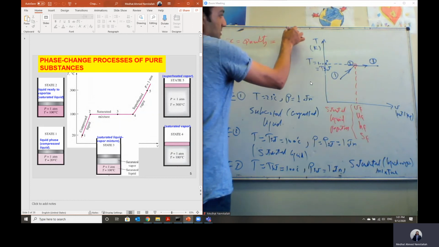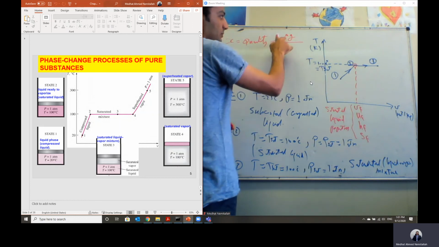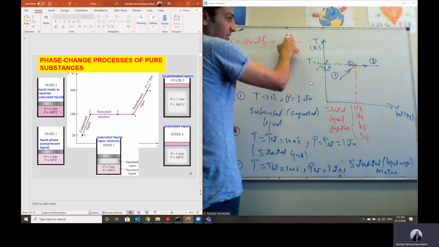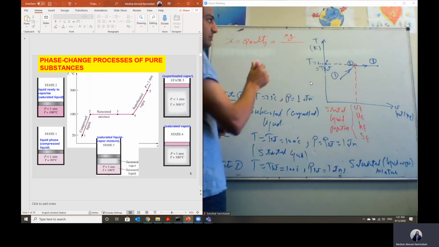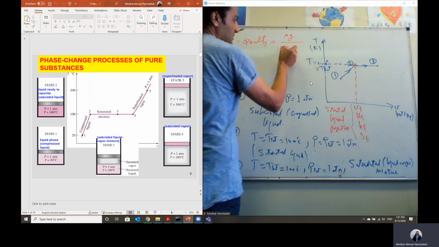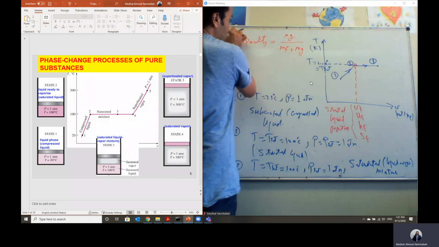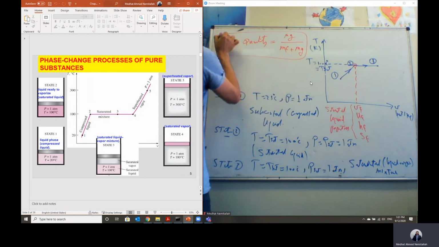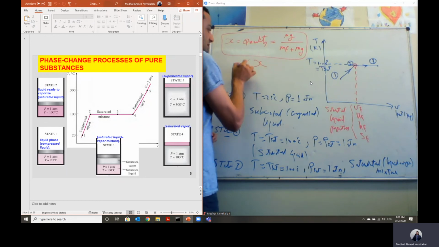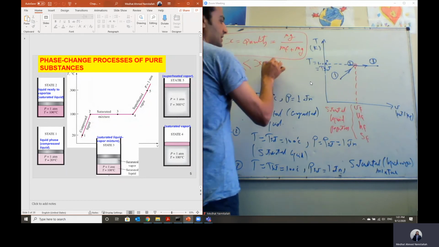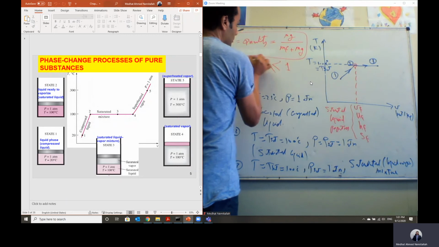The quality of the mixture is the ratio between the mass of vapor, we call it mg. G indicates the gas phase. So the mass of gas divided by the total mass, which is mass of fluid, mf plus mg. And the quality of the mixture, this parameter, has a value x greater than or equal to 0 and less than or equal to 1.